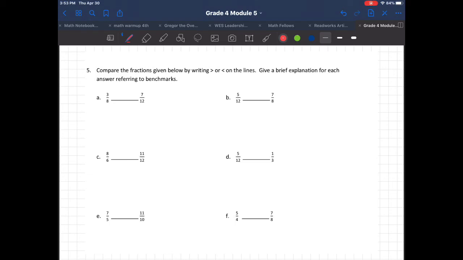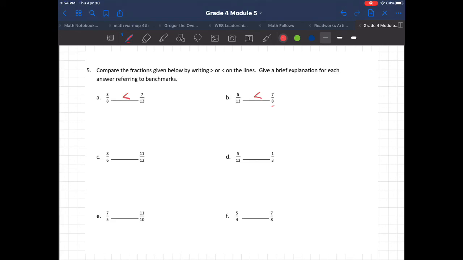And now here we are on number 5, back to the benchmarks. And here's where we're thinking, is it closer to 0, closer to a half, more or less than a half, or closer to 1? So 3 is a little less than half of 8, and 7 is a little more than half of 12. So I know that 7/12 is more. 7/8 is almost 1, and 5/12 is a little less than half. And I am not going to take the time in the video to write these, but the things that I'm saying is the kind of sentence that you would write. And honestly, for this, you just need to make sure that you understand what's happening.